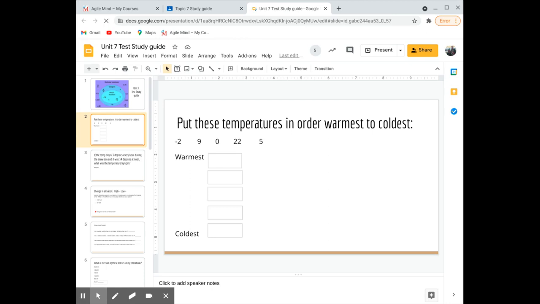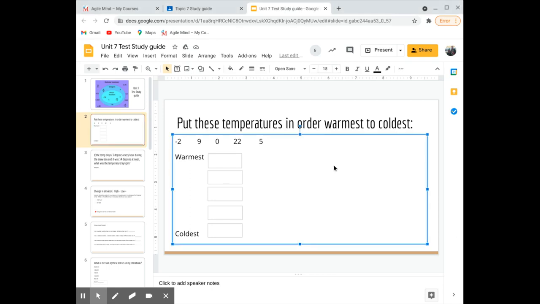Now I'm going to randomly pick people today to do this. I'm going to start with Christopher. Christopher, can you put these in order from the warmest to the coldest temperature? Make sure you're participating so you can get your points today. So this is Christopher's turn.